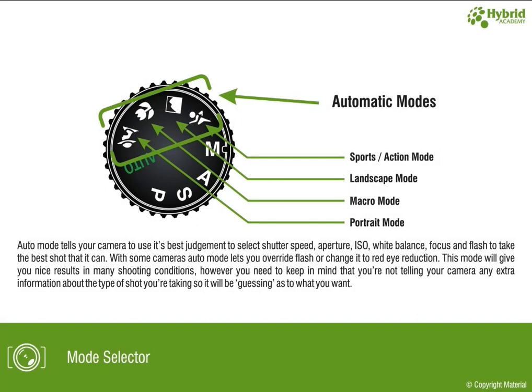Next we have the predefined automatic modes. The camera also provides the convenience of some predefined automatic modes, where the mode tells the camera to automatically adjust the best setting based on its best judgment of various situations like sports or action, landscape, macro or portrait, etc.